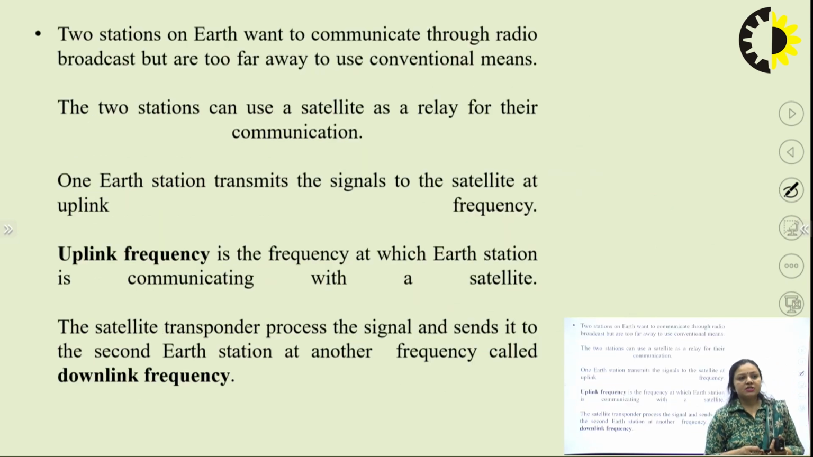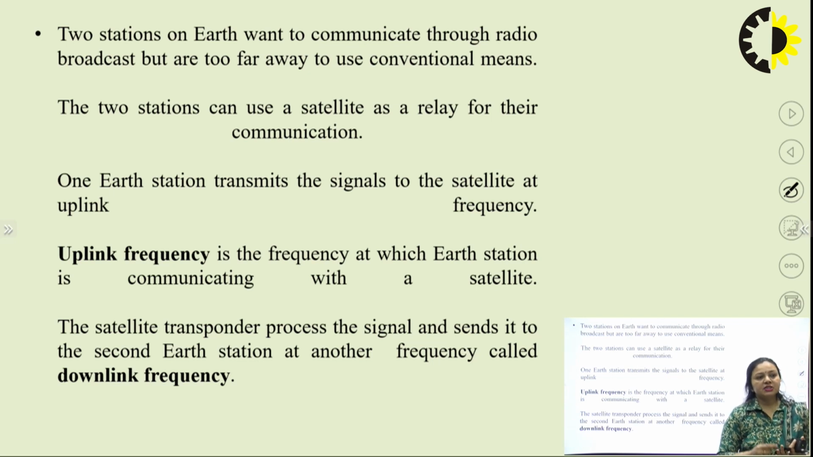So, the two stations on earth want to communicate through a radio broadcast, but they are too far to use the conventional means. If they are located nearby, then I can have the ground waves, I can communicate via the fixed lines. But if they are too far to communicate using these conventional means, then I have to communicate via satellite. The two stations can use a satellite as a relay for their communication, or we can say as a medium.